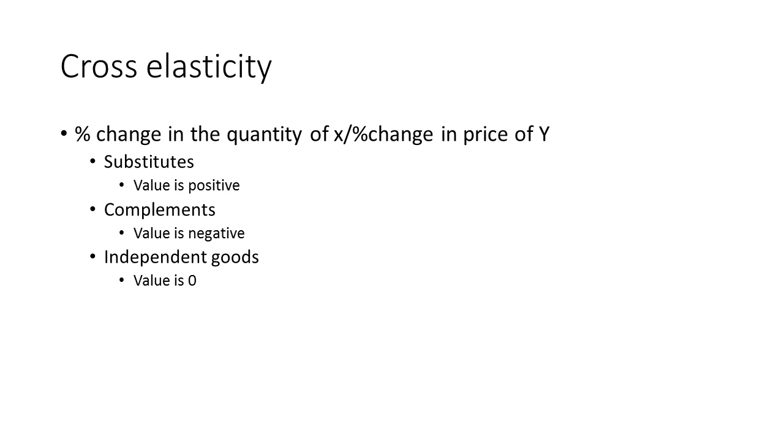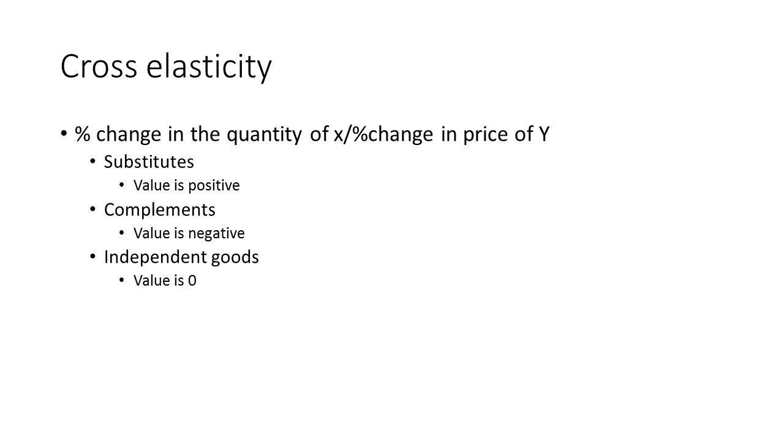On price elasticity of demand, it's always negative. Price elasticity of supply, it's always positive. With cross elasticity, it can be either positive or negative, or it can just be zero. And that's going to depend on the relationship between the two products. Notice we're talking about a change in the quantity of X supplied divided by the percent change in the price of Y.